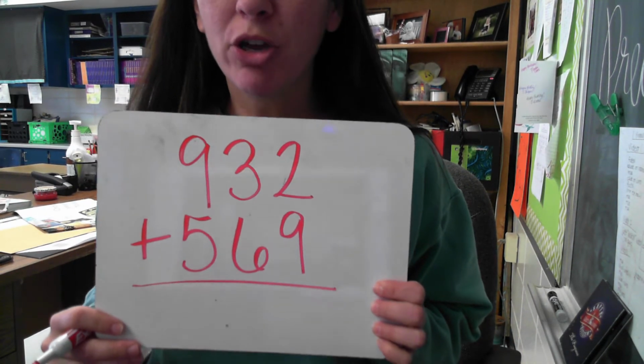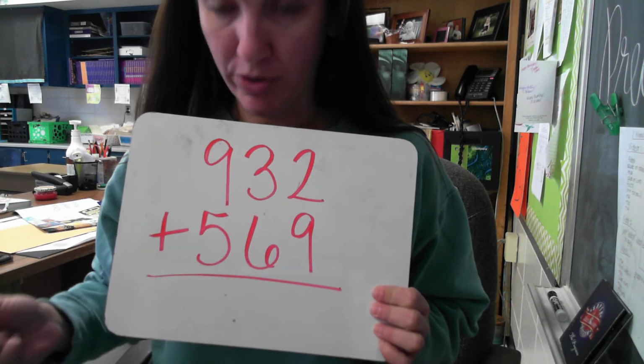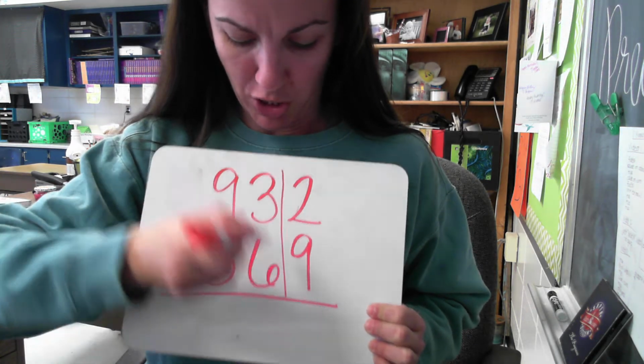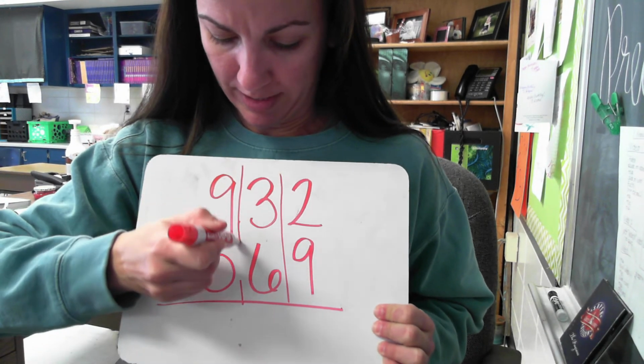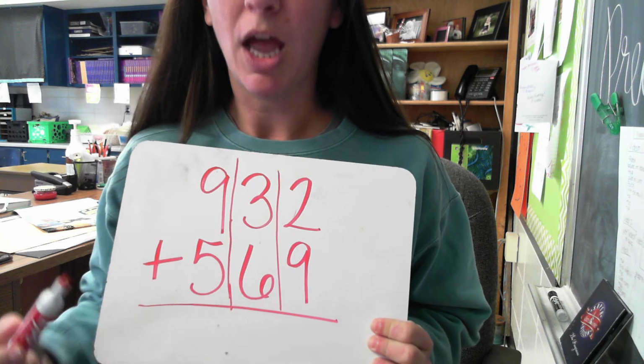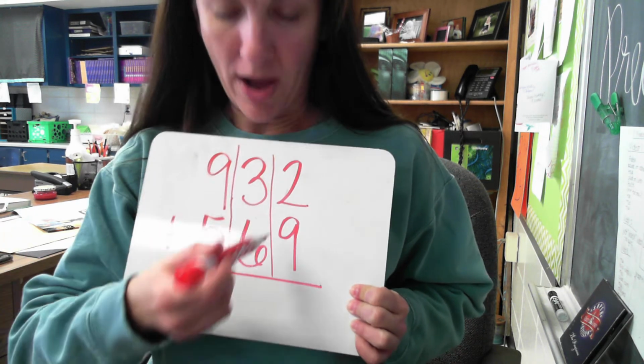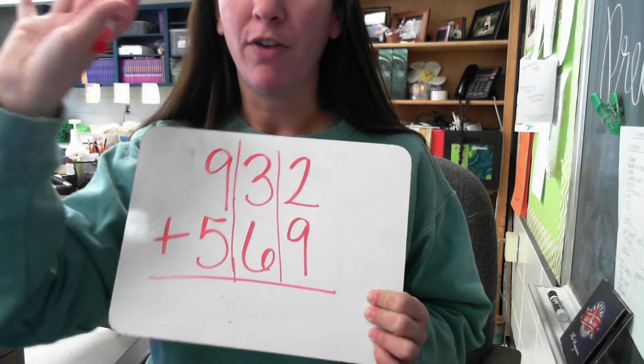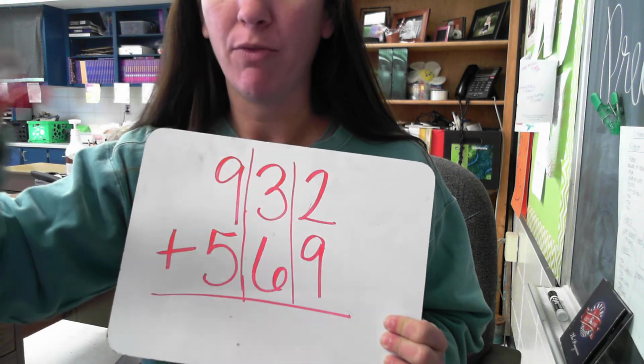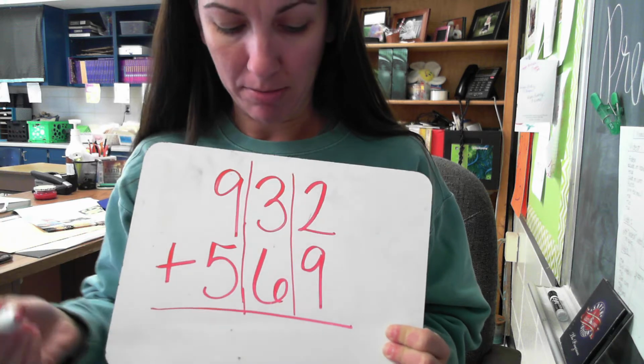All right, so 932 plus 569. I'm going to go ahead and put them in jail, using the same strategies. Ones go with ones, tens go with tens, and hundreds go with hundreds, okay? We're adding, which means we make it rain from the top to the bottom. We add from the top to the bottom.